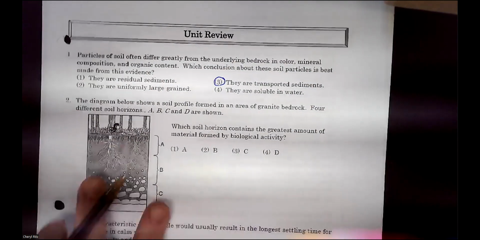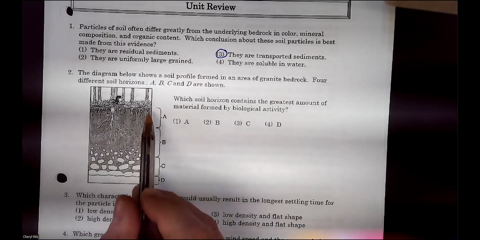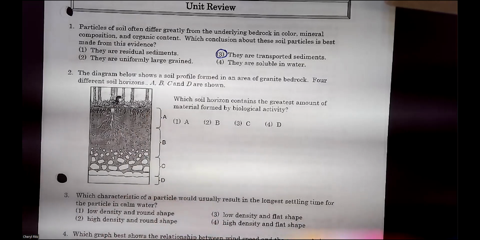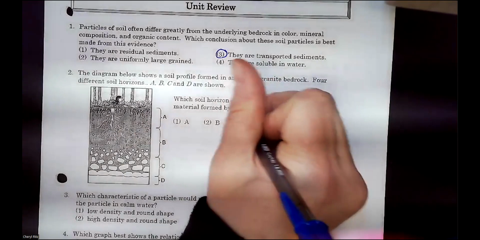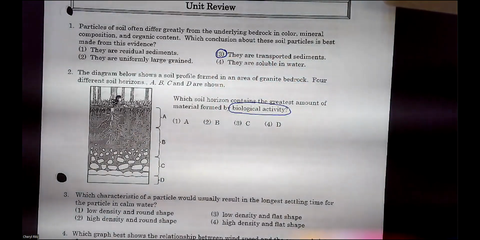Okay, this one here, it's not going to be on the test, but I bet you could figure it out. It says the diagram below shows soil profiles in an area of granite bedrock. Four different soil horizons are shown: an A horizon, a B, a C, and a D. They want to know which one has the greatest amount formed by biological activity. What is biological activity? Living things. Which layer is going to have the most living things?